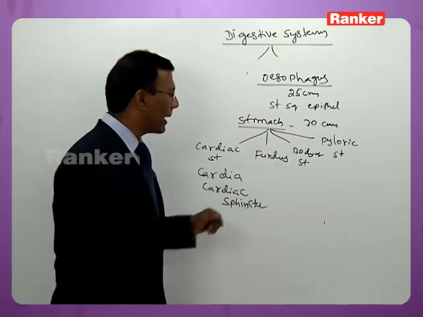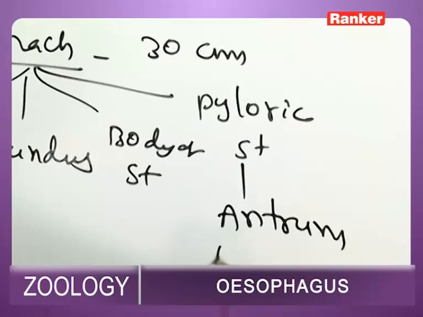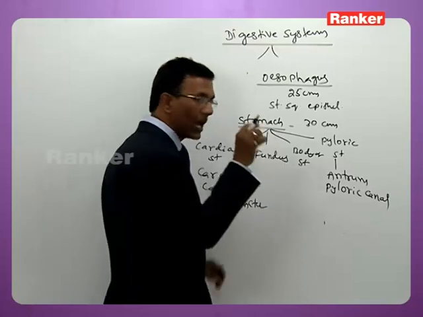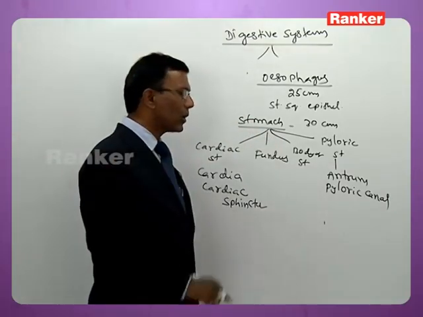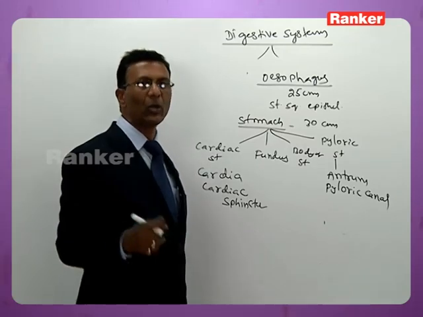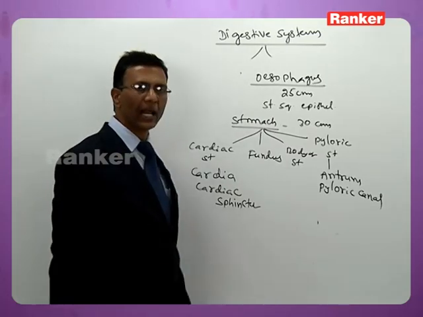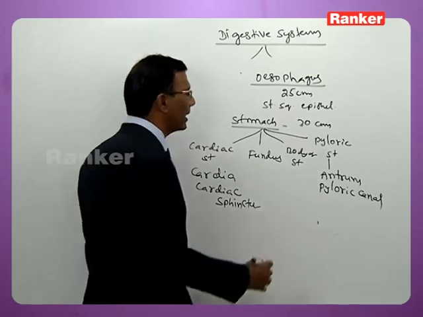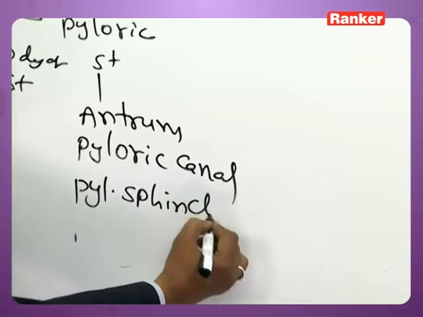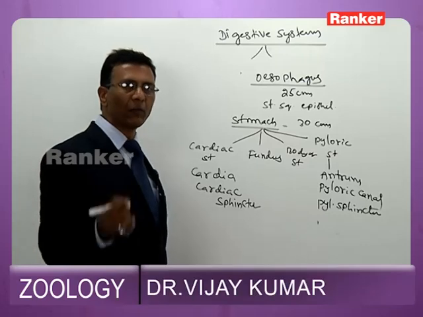Now the pyloric stomach has the antrum and the pyloric canal. It has a narrow part called the antrum. The antrum is followed by the pyloric canal. The pyloric canal opens into the duodenum, where the pyloric sphincter is present.